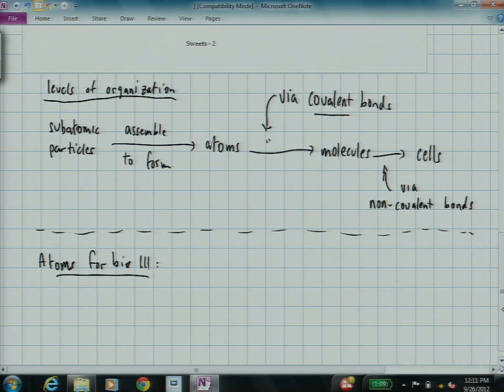H, hydrogen, C, carbon, N, nitrogen, O, oxygen, S, sulfur, and P, phosphorus. The big six, right? 99.9% of the atoms in your body are one of those kinds, right? So, again, when you take chemistry, there's going to be a lot more atoms to worry about. We're only going to worry about these.